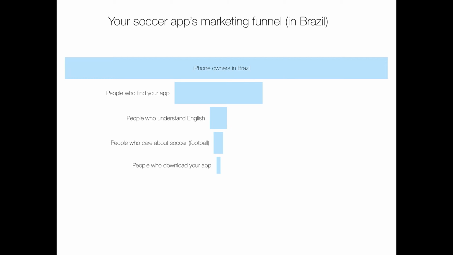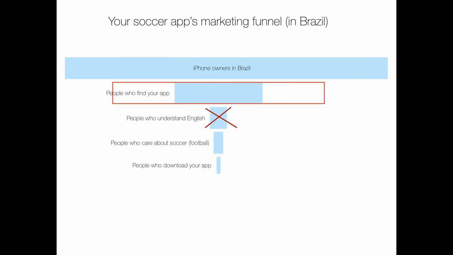So do you see the problem here? By not localizing your app into Portuguese, you first of all have made it very hard for people to find you since people aren't going to be using your English keywords to search. This makes the blue box of people who find you a lot smaller, which in turn makes all the boxes below it smaller as well. Also, you've added a whole other condition to your funnel.